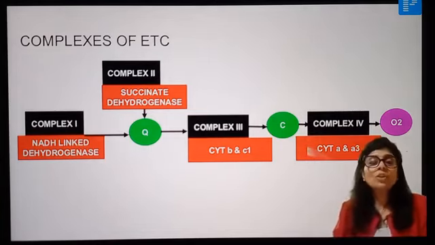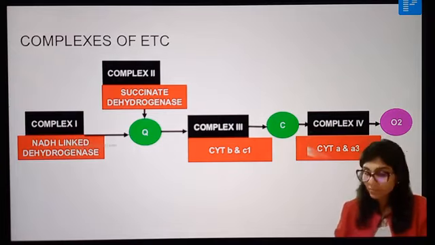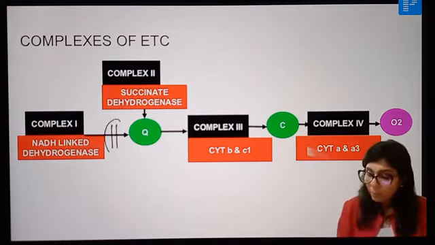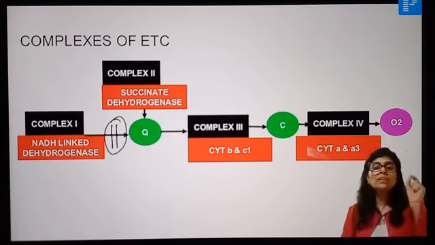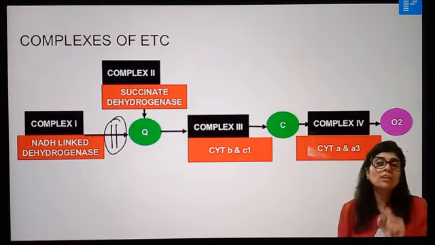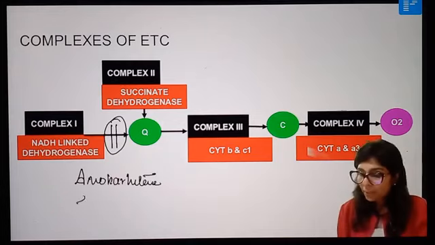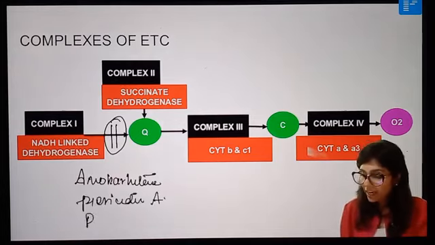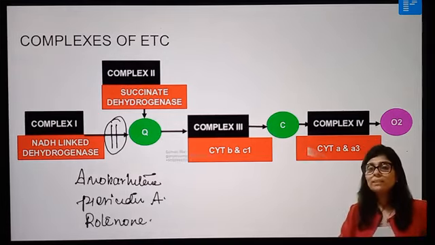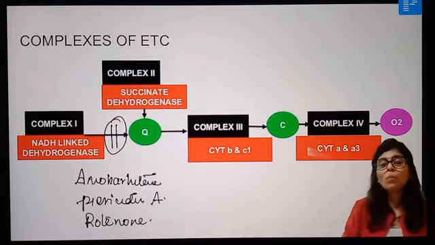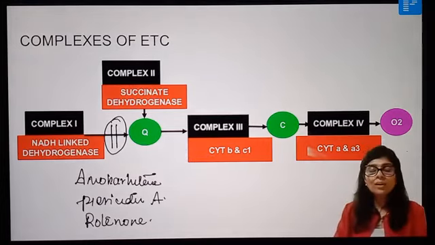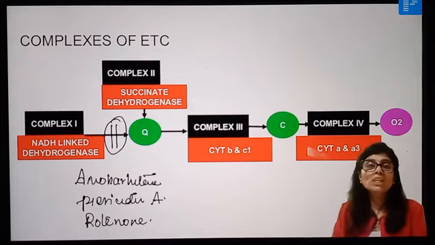Now about electron transport chain inhibitors. Between complex 1 and Q, electron transport is inhibited by, number 1, amobarbitol. Second one is piericidin A, and then rotenone. So tell me, what are the 3 inhibitors which inhibit electron transport between 1 and Q? Amobarbitol, piericidin A and rotenone.